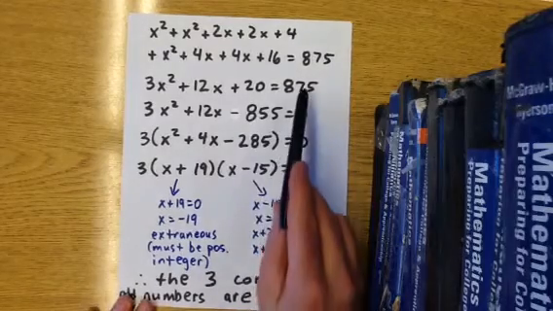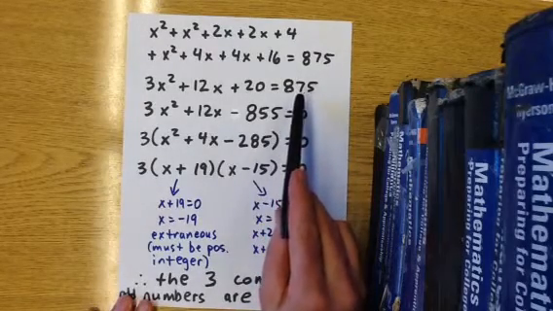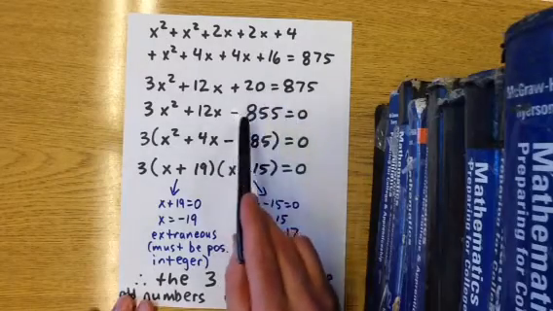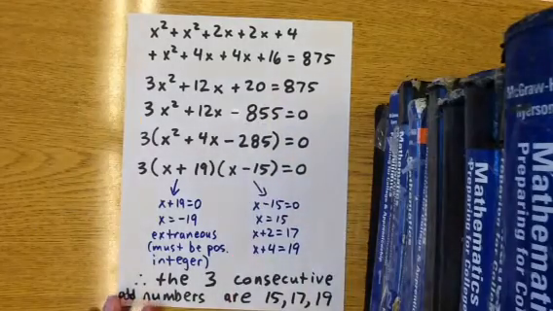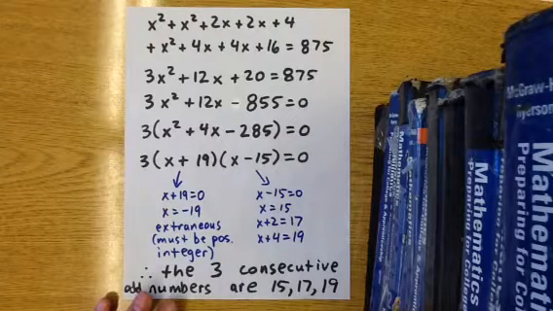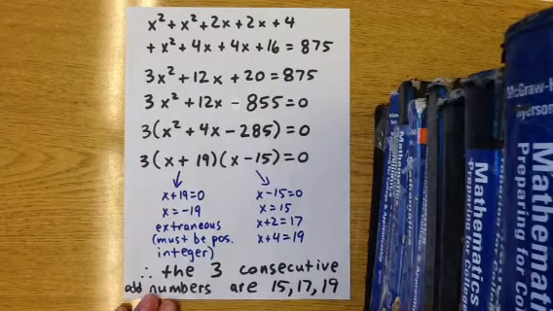What we can then do is subtract 875 from both sides. We have positive 20 on the left. When we subtract 875, we'll get negative 855. And so now we have a quadratic equation. 3x squared plus 12x minus 855 equals 0. Well, we want to factor that so that we can solve it.